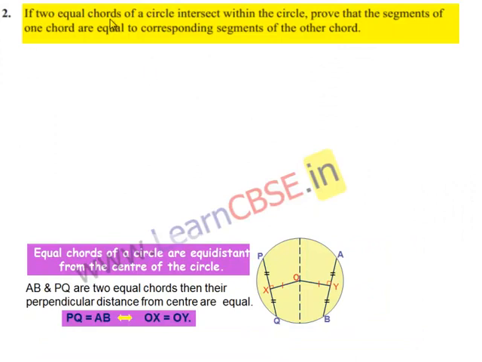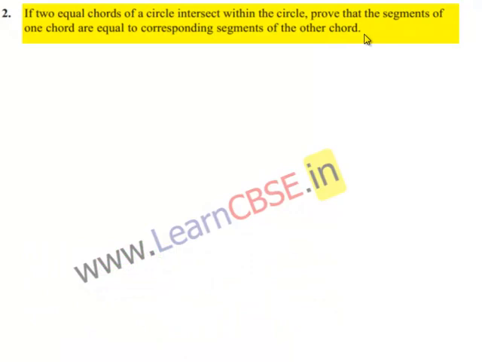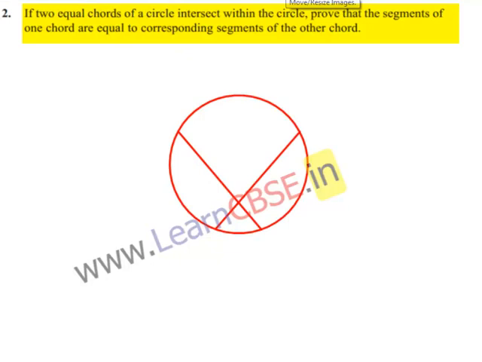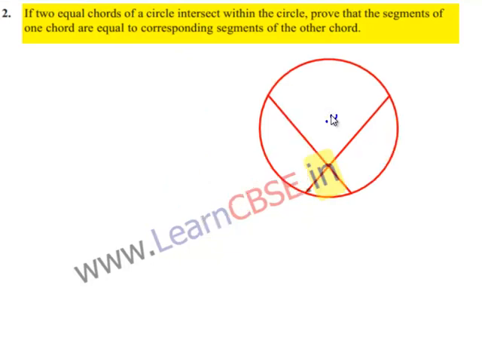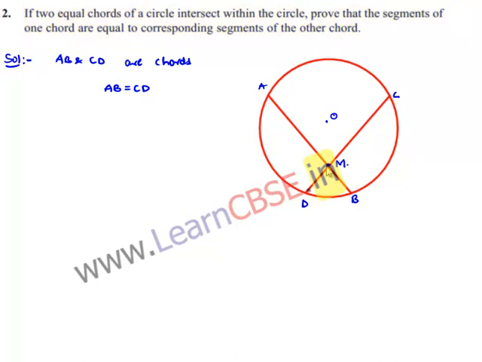Coming to the second question: if two equal chords of a circle intersect within the circle, prove that the segments of one chord are equal to the corresponding segments of the other chord. Now moving on to the solution, let us consider a circle as shown in the figure. Let the circle have center O, and let AB and CD be chords of equal length that intersect at point M. Therefore AB is equal to CD, and AB and CD intersect at point M.